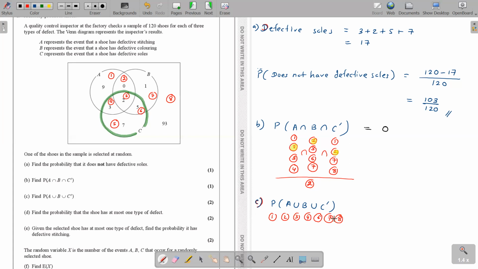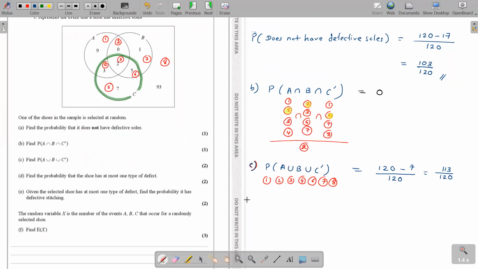So do I need to add all this? If you want, you can add everything in 1, 2, 3, 4, 6, 7, 8 and then write out of 120. Or the only region that's not here is region number 5, which has 7 elements. So what can I do to find that easily? From 120 total, I can subtract the elements in region 5, which is 7, and then divide by 120 to get the total probability. So how much is it? 113 over 120.